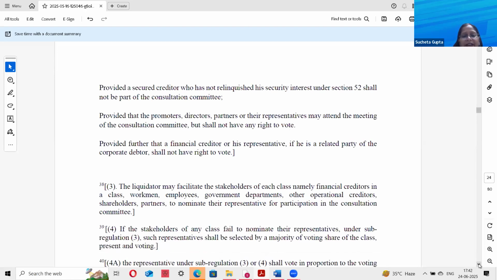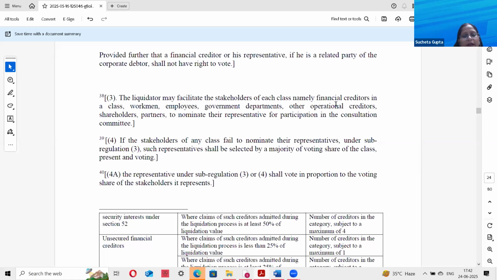The liquidator may facilitate the stakeholders of each class, namely financial creditors, workmen and employees, government departments, other operational creditors, and other stakeholders, to nominate their representative for participation in the consultation committee. If the stakeholders of any class fail to nominate their representative under this regulation, such representative shall be selected by the majority of voting of the class represented and voting. The representatives under sub-regulations 3 and 4 shall vote in proportion to the voting shares of the stakeholders they represent.